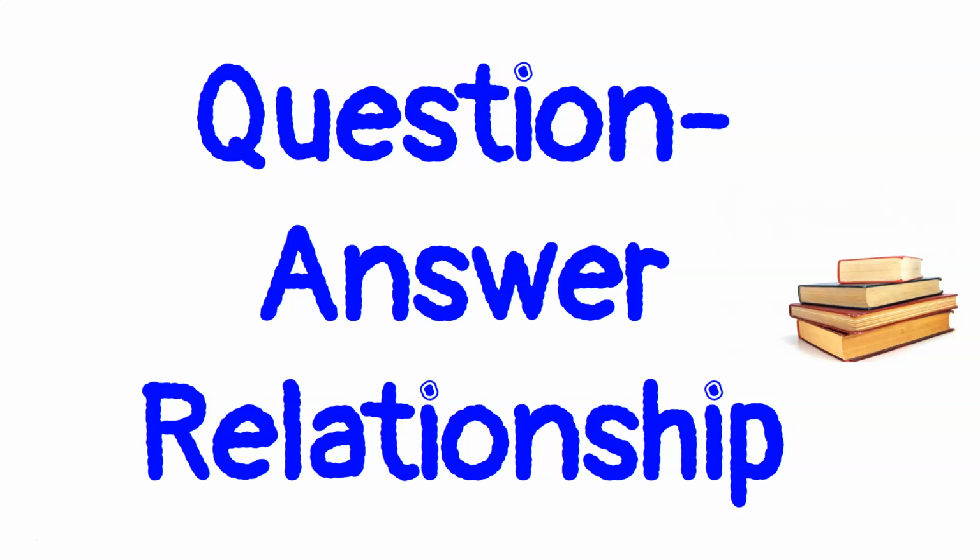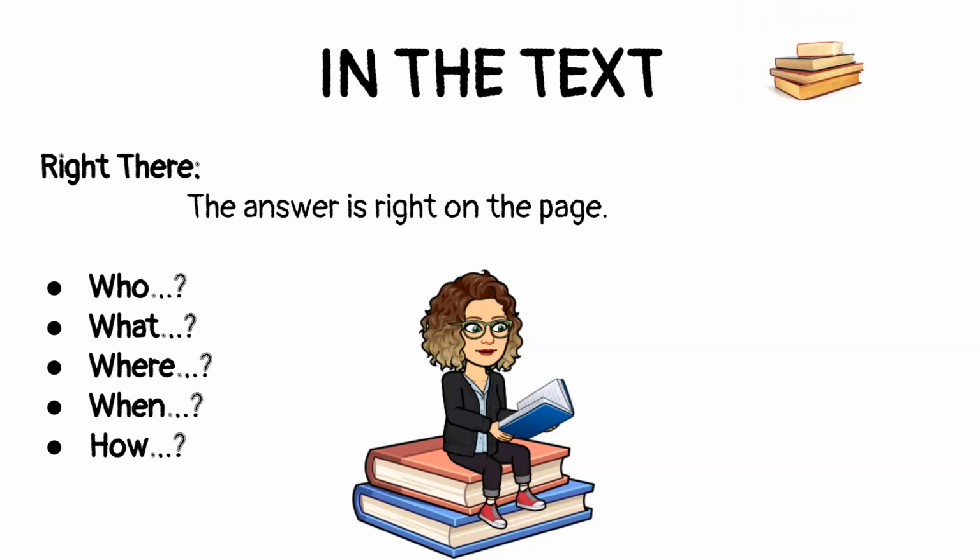And what you're going to do is on the first clean page of your notebook, make a 4 square, and at the very top you can put QAR, question answer relationship. In the first square, you're going to write in the text, right there. The answer is right on the page, and you're going to put those 5 questions: the who, what, where, when, and how. You can pause the video so that you can put this in your notebook.